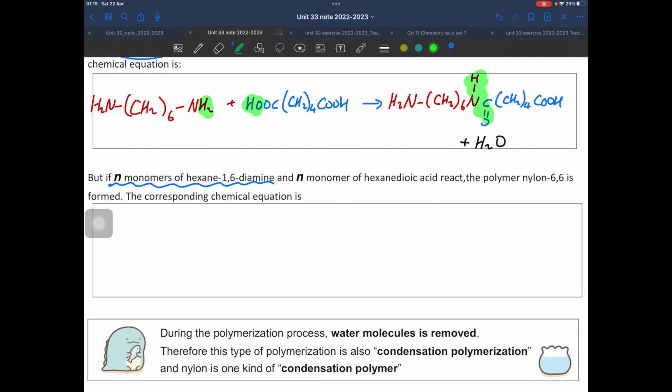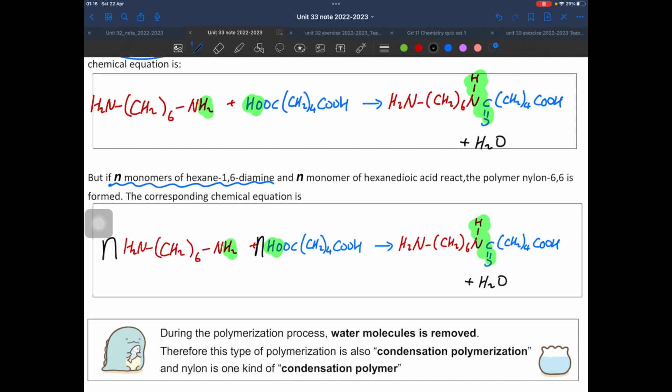Next, what about when there are n monomers? First, we add the n here and then it becomes a polymer. And don't forget the water formed like this. And we finish.